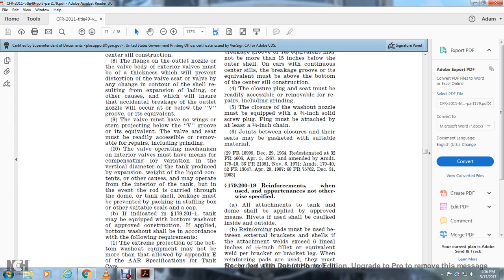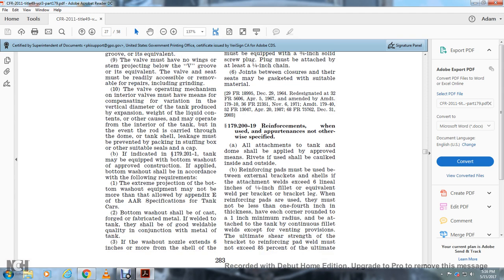The valve must have no wings or steam projection below the V groove or equivalent. The valve seat must be readily accessible and removable for repairs, including grinding. The valve operating mechanism of the interior valves must be made with compensation for the variation in the vertical diameter of the tank produced by the expansion from the weight of the liquid contents. Other causes may operate within the interior of the tank, but in the event the rod is carried through the dome and the tank shell, leakage must be prevented by packing, stuffing box, or other suitable seals or caps.